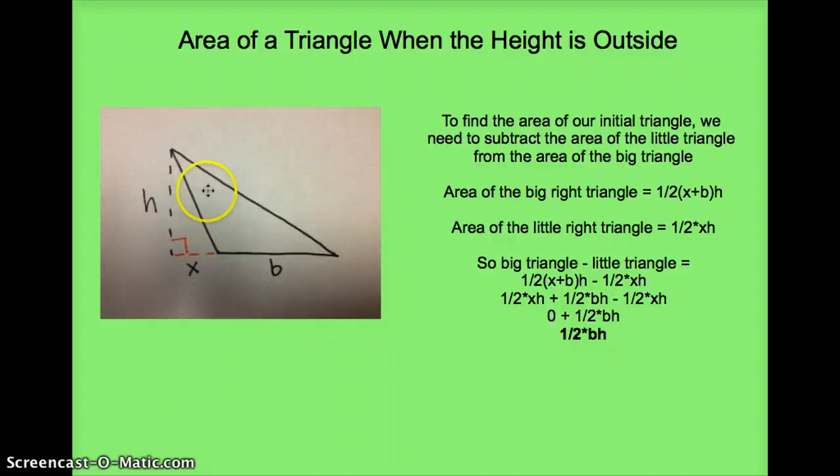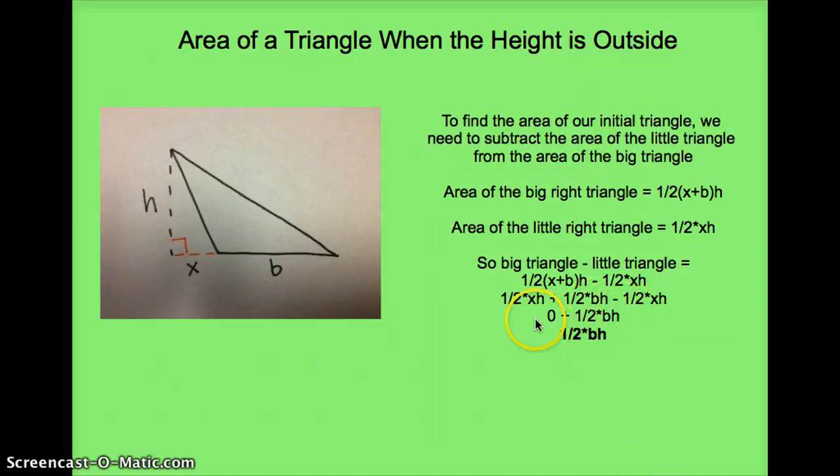So we're going to insert these variables to get our two areas. The area of the big right triangle is 1/2 times the base, which is X plus B, times height, H. The area of the little right triangle is 1/2 times the base, which is just X, times the height, which is H. So the big right triangle minus the little triangle is 1/2 (X plus B) times H minus 1/2 times XH. Now we're going to distribute the 1/2 and the H. So we have 1/2 XH plus 1/2 BH minus 1/2 XH.